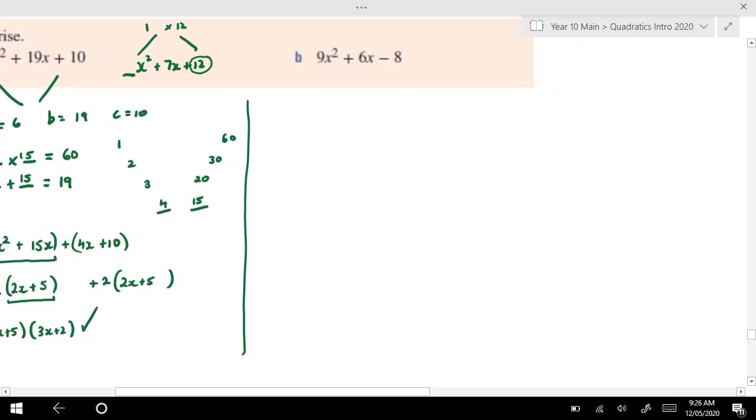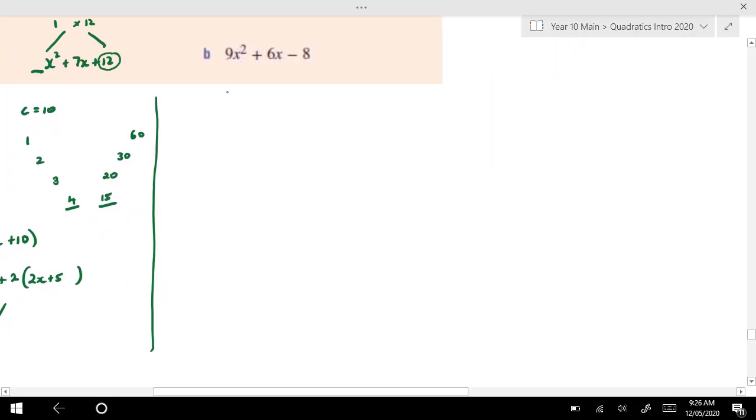All right, let's try this one. First of all, A times C is negative 72, so we want two things that multiply to give negative 72, and they add to give the middle term, which is 6. Once again, it's about finding those factors, 1 and 72, 2 times 36. Just worry about the positives now. We've got 3 times 24 would give us 72. 4 times 18.